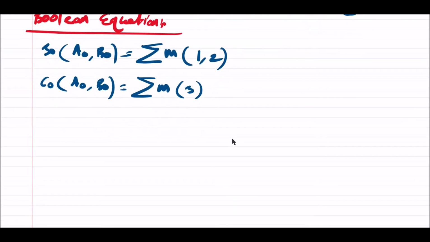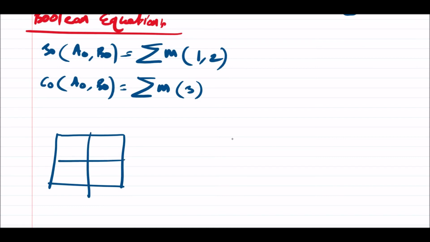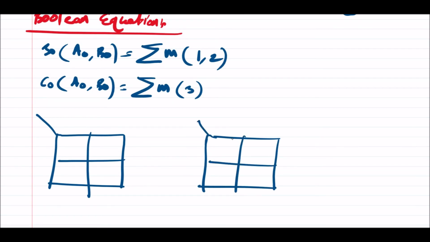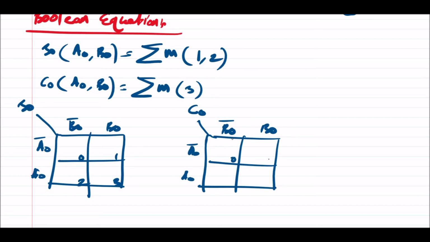Now let us write down the equation with the help of K-map. We will draw two K-maps, one for sum and another for carry. This is my sum, S0. This is my carry, C0. Let my variable A0 be here, A0 and A0 complement, and here B0 and B0 complement. We can write here 0, 1, 2, 3. Sum is equal to 1 in the cells 1 and 2. So let us fill the cells of the K-map. Here we will write 1 and here we will write 1. We can see that the ones are present in diagonal positions, so grouping is not possible.